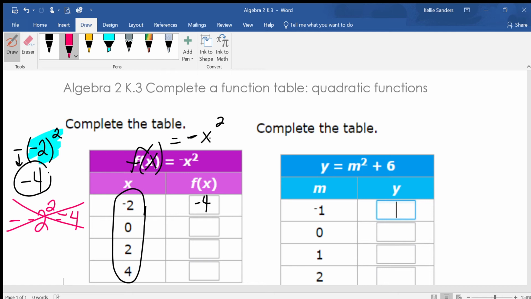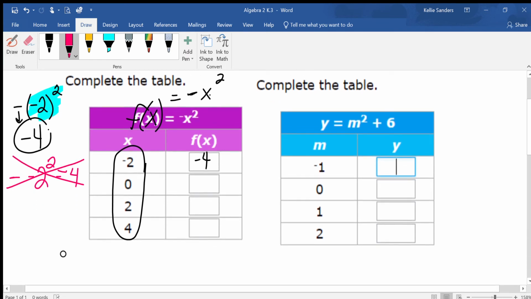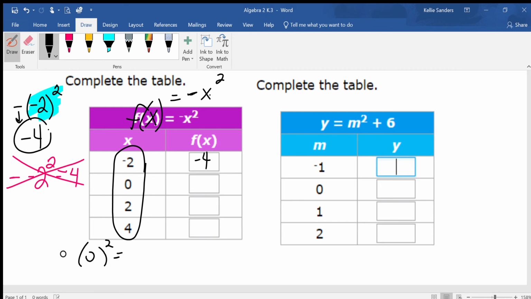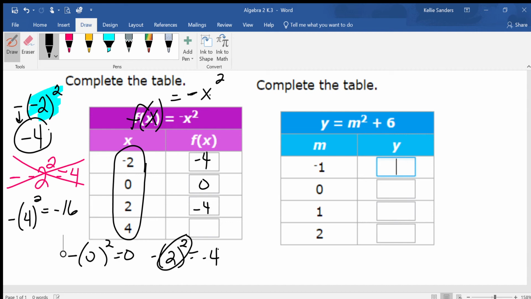So anytime that you're putting a number into a variable, into a letter, into x, then you must use parentheses, especially if it is negative. So I need to get a little bit more space here to do the other ones. And then we have 0 squared is 0. Negative, but it's still negative, or 0. Negative 2 squared, which would be 2 times 2 is 4, with the negative on the outside is negative 4. And then negative 4 squared would be negative 16.